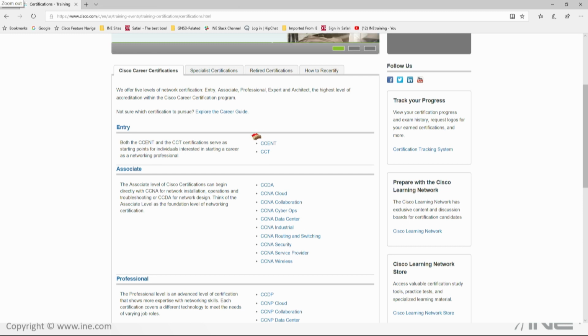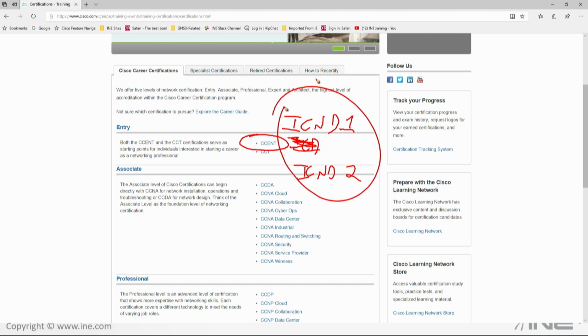So the first certification you're going to go for is the CCENT, which stands for the Cisco Certified Entry-Level Technician. That requires only passing one test, which is called the ICND 1 exam. So by passing the ICND 1, you get your CCENT. Then there is an ICND 2 exam. Once you pass both of those, you get your CCNA in routing and switching.